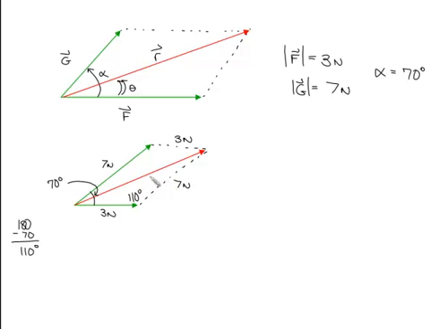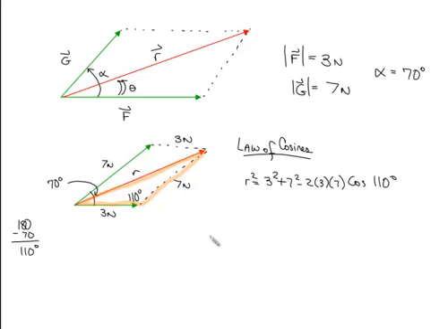And what we're now going to do is take a look at this triangle here. That's the triangle we want to stay focused on. What we're going to do is look for R. Notice we have side angle side information. That means we can use law of cosines on it. And by using law of cosines, we know that R squared is equal to 3 squared plus 7 squared minus 2 times 3 times 7 times cosine of 110 degrees.